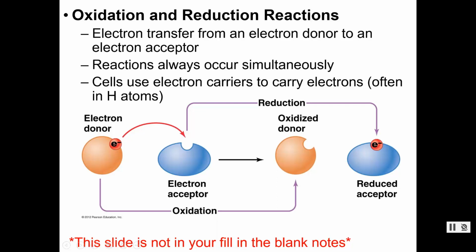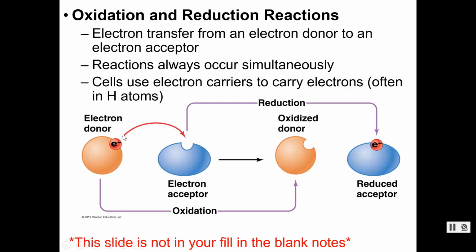So you need one cell that has some electrons that it's willing to donate, and then you need another, not a cell, a molecule, a chemical, a molecule. You need another molecule that has a space to accept that electron. So this is an electron acceptor.